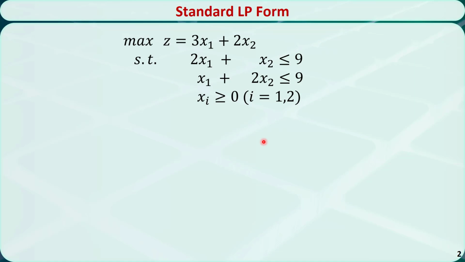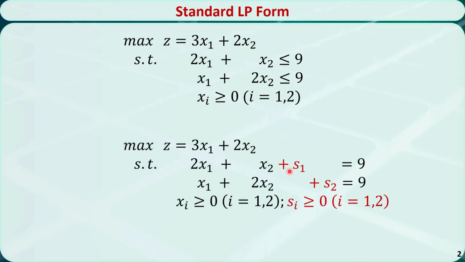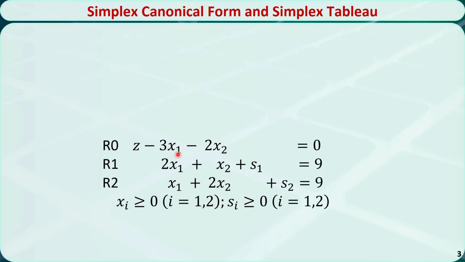This is a linear programming problem. It's a maximization problem with two variables. We need to convert it into the standard form by introducing two slack variables, s1 and s2, to make these equality constraints. All the variables are greater than or equal to 0. After we get the standard linear programming problem form, we rewrite the objective function and move the right-hand side to the left and make it equal to 0.